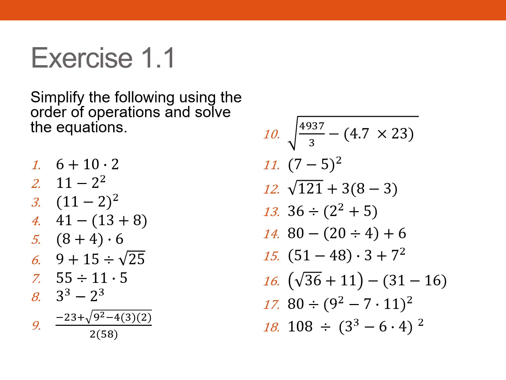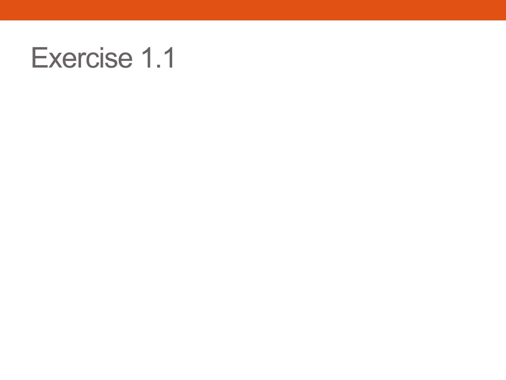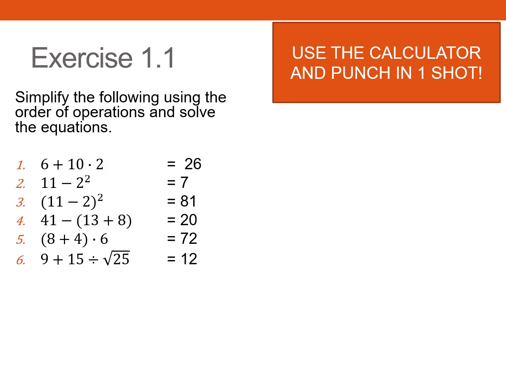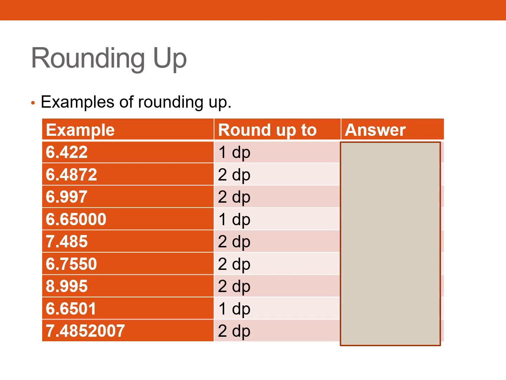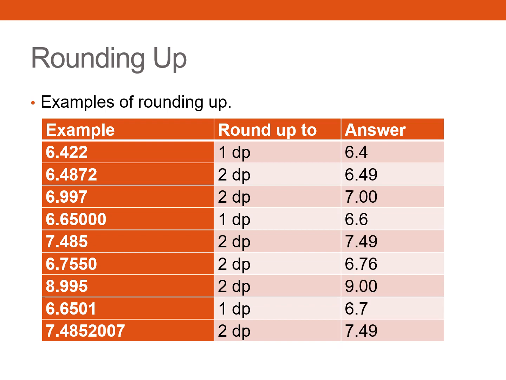Now let's try exercise 1.1. Basically, how do you do this? What is the dot there in question 1? The dot is times, multiplication. You just solve it from left to right, put everything into the calculator, follow the BODMAS rule and punch it in in one shot, and I should be able to get the answers there. So let's look at rounding up and down. I think this is also quite simple.